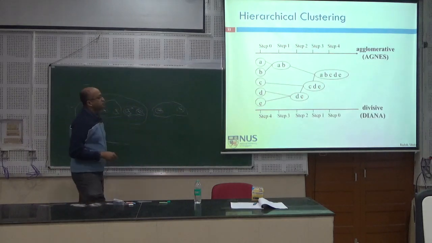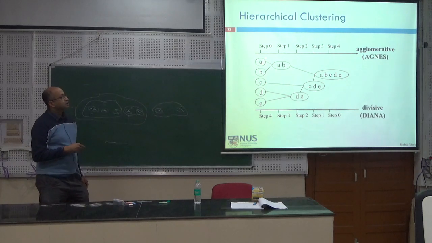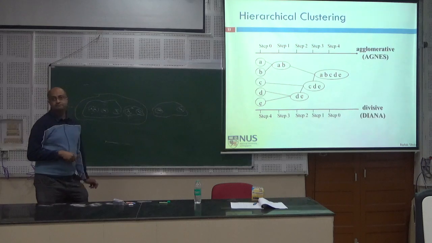So this is one way of showing the same thing. Let's say I have 5 nodes. In the first step, A and B are the closest, so they get to be grouped. They get grouped together into one cluster.